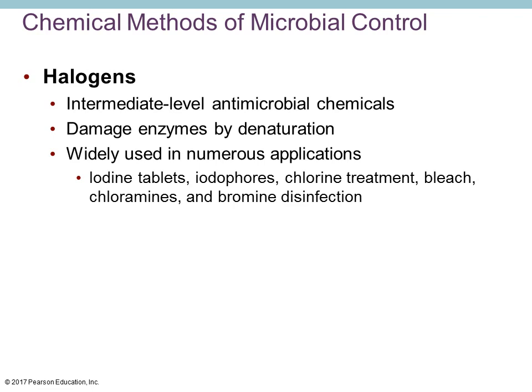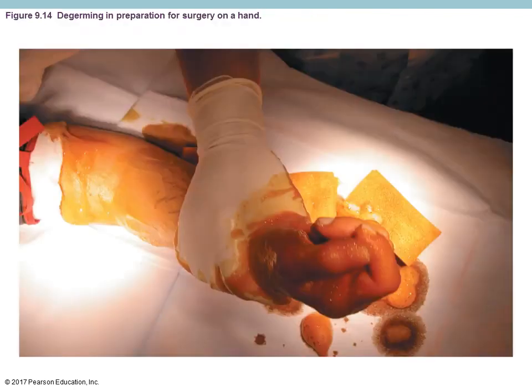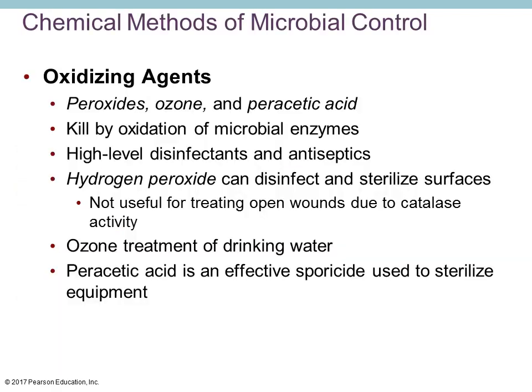Halogens are intermediate levels. They damage enzymes, which are proteins, by denaturing them. Iodine tablets, chlorine bleach treatments, bromine disinfection. These are all different examples of it. So you can see here, they're wiping an area on a hand that's apparently going to have surgery, and so they wipe that with betadine to remove the microorganisms on the surface of where they're obviously going to do an incision. You don't want to introduce anything into the body from along the incision site.